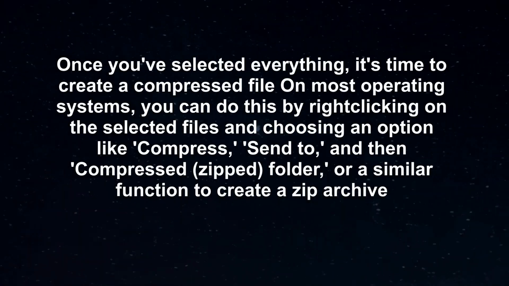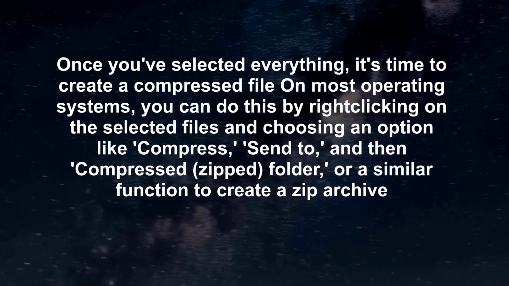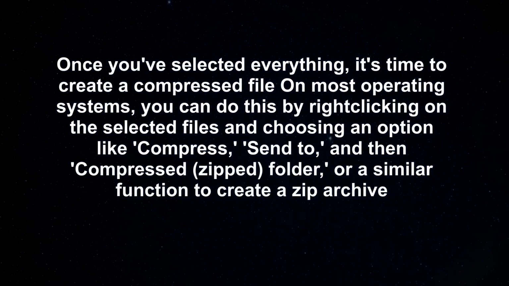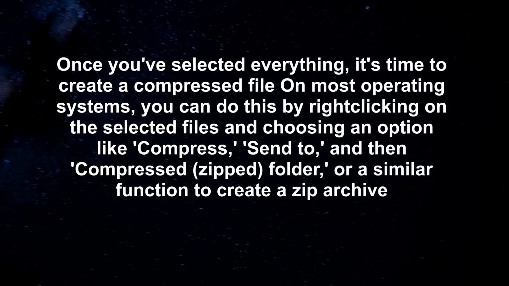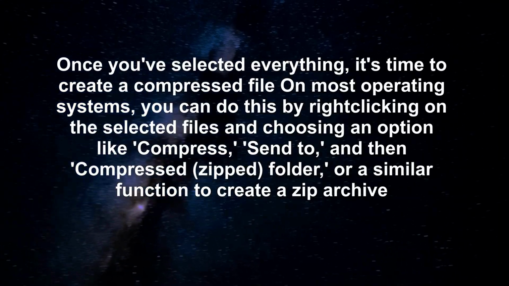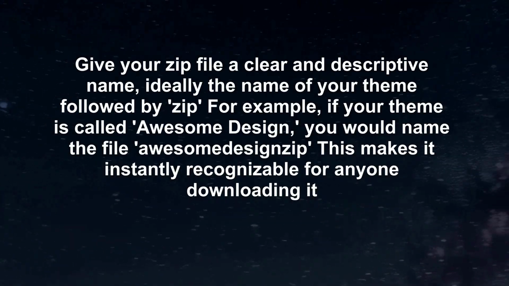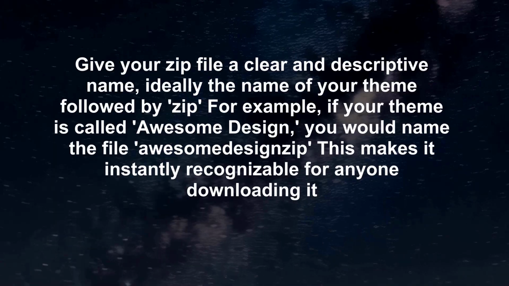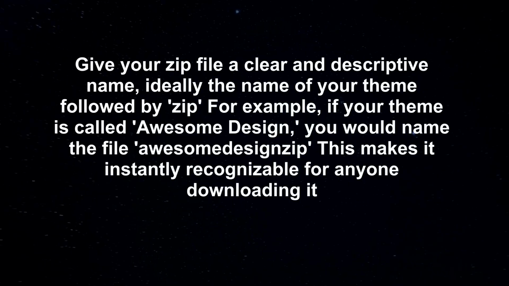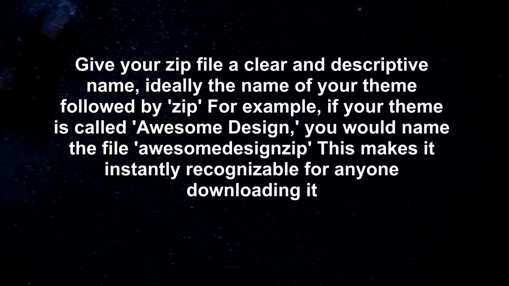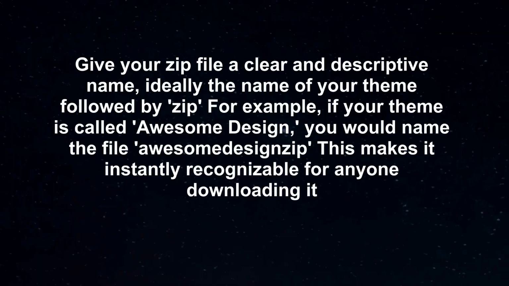Once you've selected everything, it's time to create a compressed file. On most operating systems, you can do this by right-clicking on the selected files and choosing an option like Compress, or Send to and then Compressed (zipped) Folder, or a similar function to create a zip archive. Give your zip file a clear and descriptive name, ideally the name of your theme followed by .zip. For example, if your theme is called Awesome Design, you would name the file Awesome.zip. This makes it instantly recognizable for anyone downloading it.